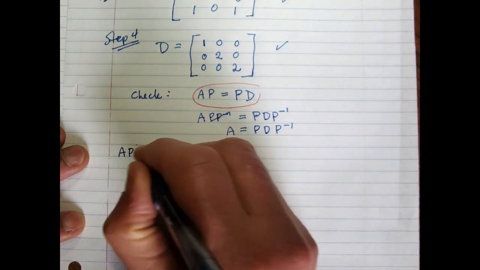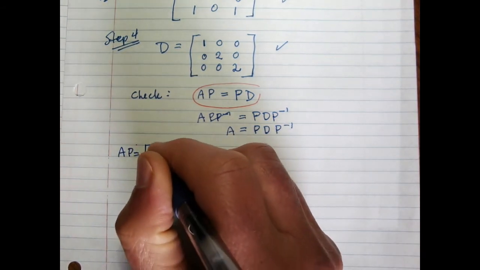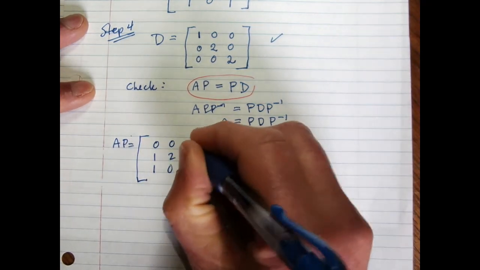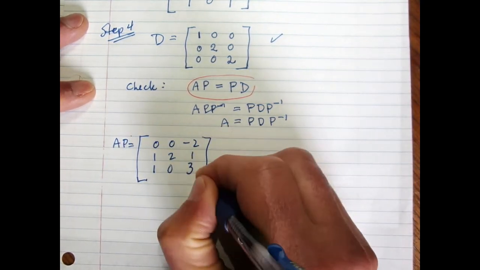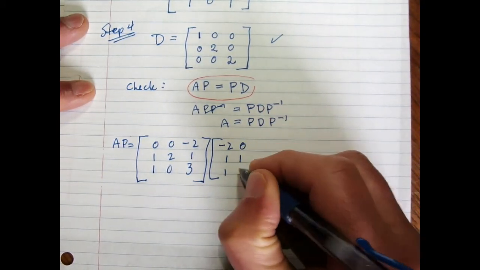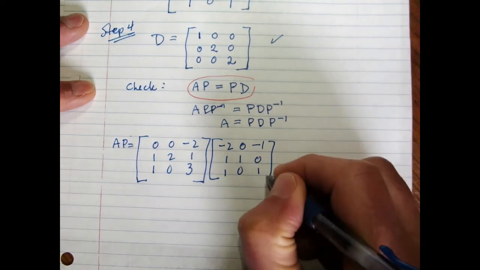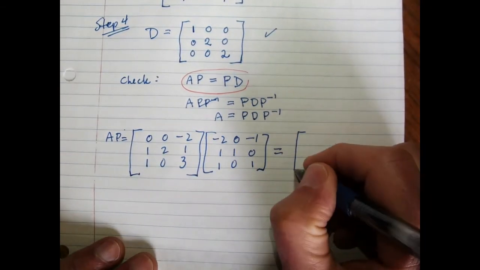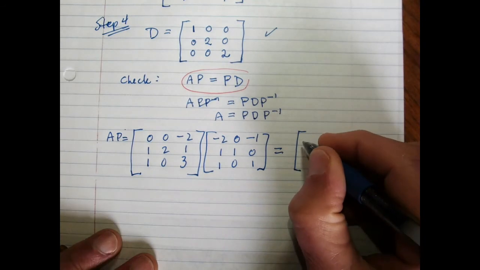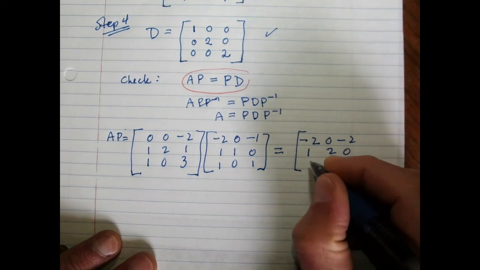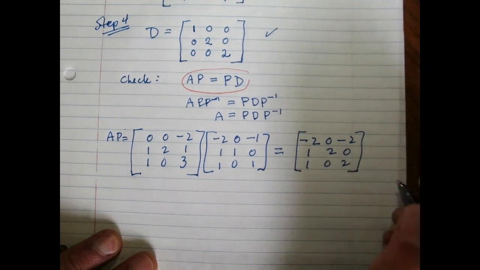AP is, where's my A matrix? Oh, I got it here in front of me. 0, 1, 1, 0, 2, 0, negative 2, 1, 3, and P is negative 2, 1, 1, 0, 1, 0, negative 1, 0, 1. Okay. And you can check it out. I get negative 2, 0, negative 2, 1, 2, 0, 1, 0, 2 is AP.